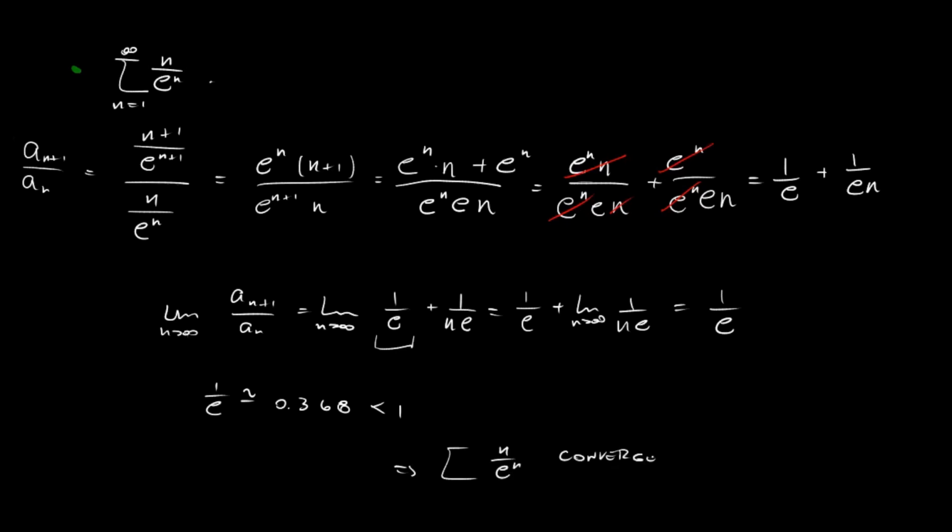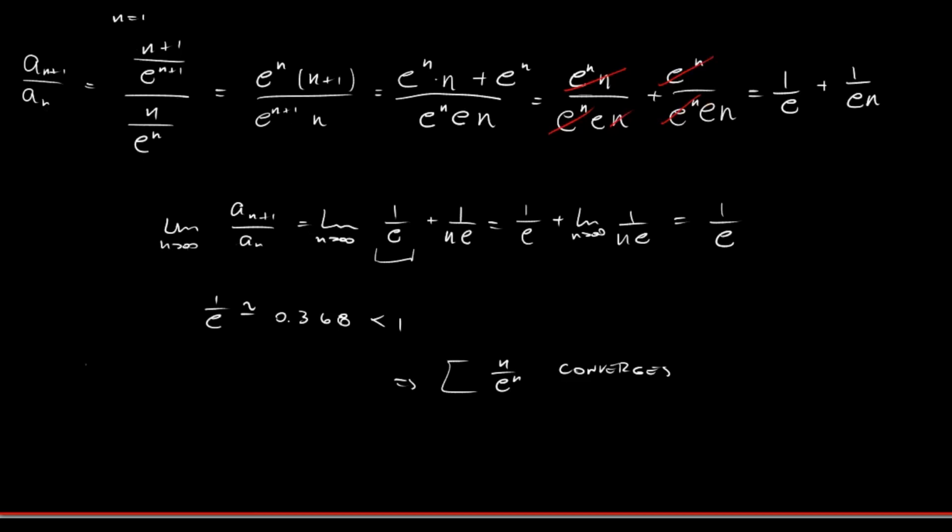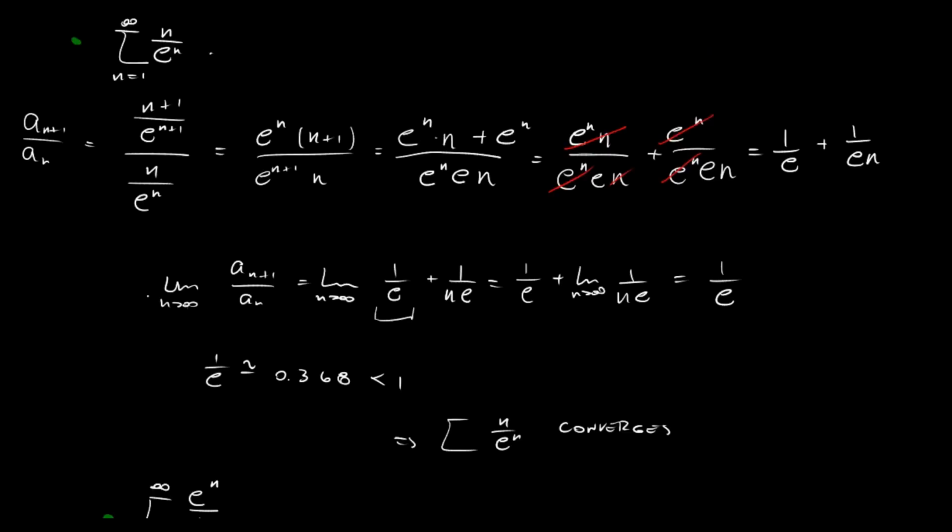converges. As a last example, but I'm going to leave it as an exercise, try to determine whether this series converges or not. It's the sum from n equals 1 to infinity of e to the n divided by n. The calculations are going to be very similar to this one because it's the inverse.